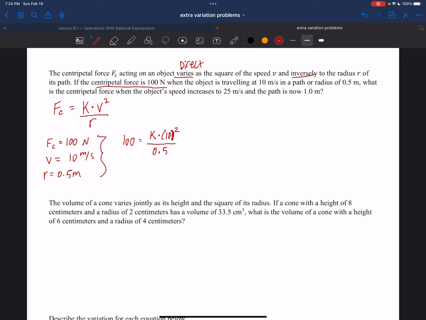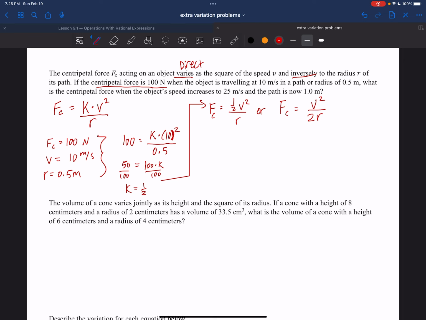Now, look, if I multiply the 0.5 to the other side, half of 100 is 50 times 100 times k. So then I divide by 100 on both sides, yielding k equals 1/2. Okay? All right, so the particular equation is Fc equals 1/2 v squared over r. Or Fc equals, you can actually throw that 2 in the denominator, v squared over 2r, okay? Because the half is in the numerator.